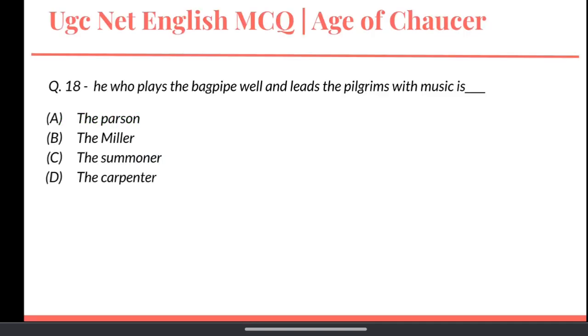Okay, question number 18. He who plays the bagpipe well and leads the pilgrims with music is option A, the parson. Option B, the miller. Option C, the summoner. Or option D, the carpenter. Okay, so who is the pilgrim who plays the bagpipe very well and who is leading the pilgrims with his music?